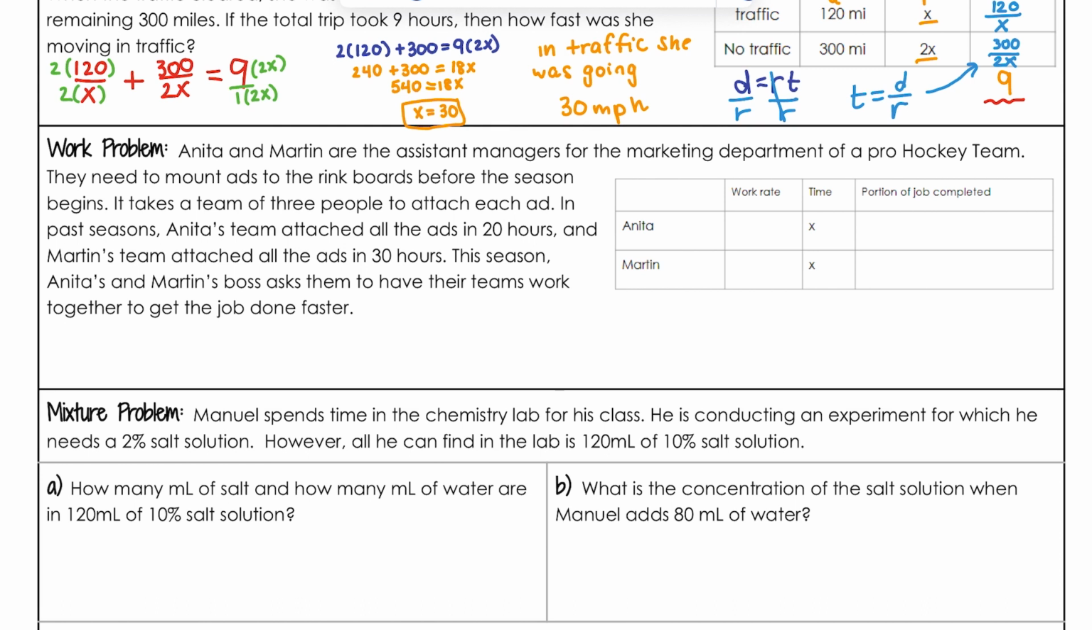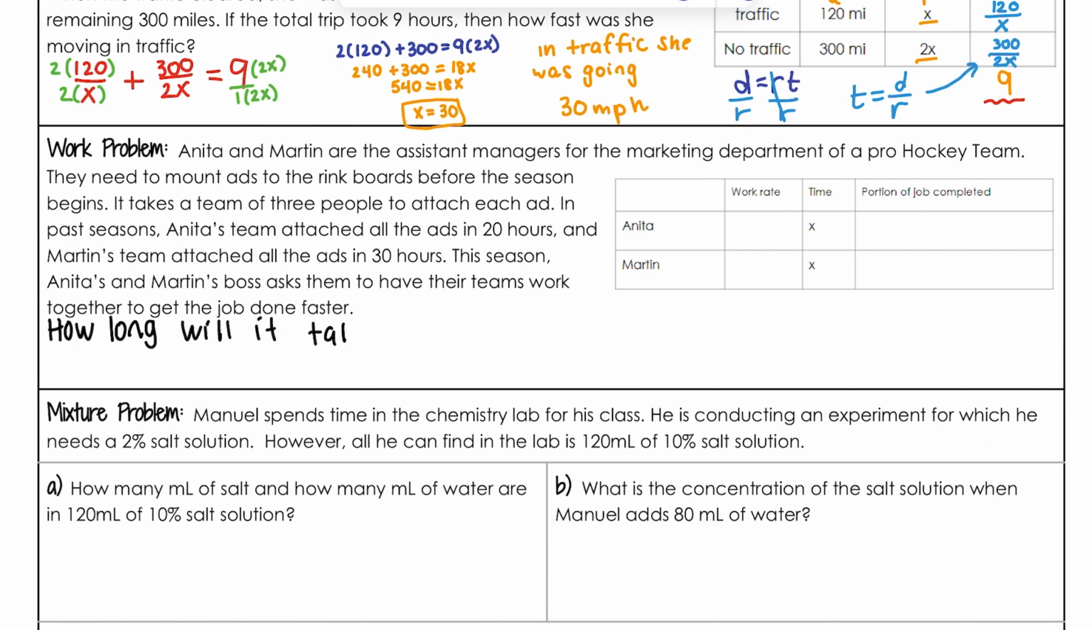In past seasons, Anita's team attached all the ads in 20 hours, and Martin's team attached all the ads in 30 hours. This season, Anita's and Martin's boss asks them to have their teams work together to get the job done faster. And the question that we want to answer is, how long will it take them if their teams work together? So if you want to put that in there so you know, how long will it take both teams?